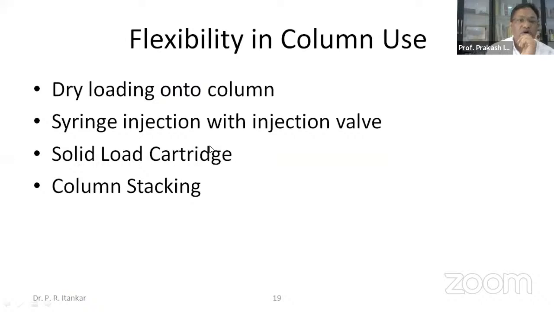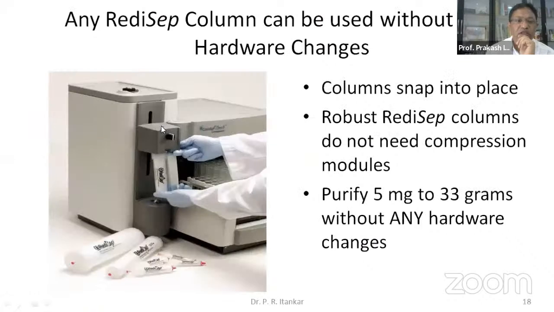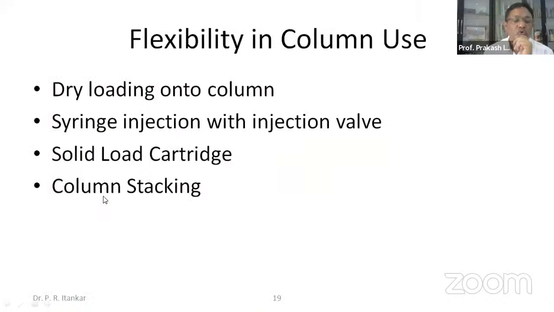So, dry loading. Now, how to load the columns remains the question. Here, if you can see in the earlier one, there is a hole at the top, and the column is placed here. Now, for loading a sample, you cannot load directly on the top of this column. So you have something on the top, which I am going to tell you, how to load the column.